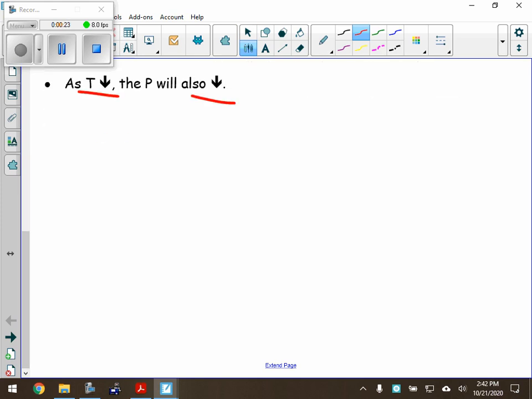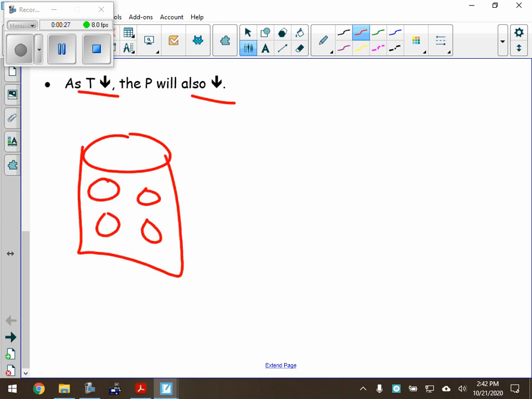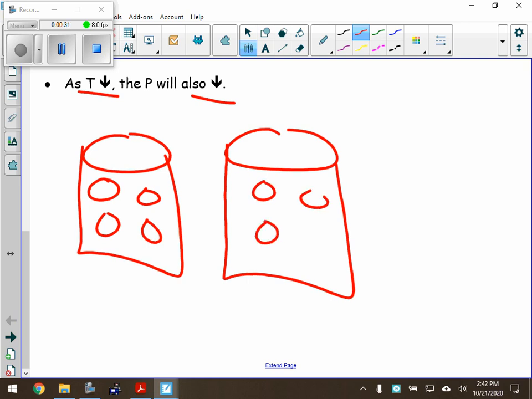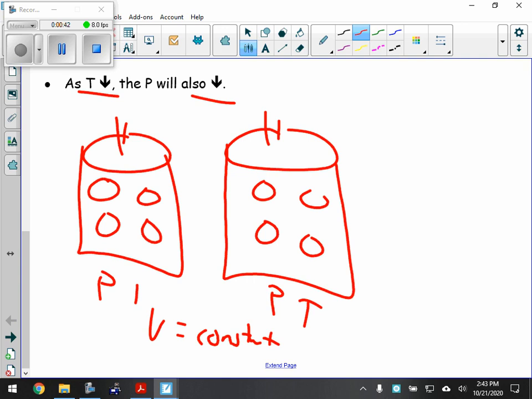This is best illustrated by this. I'm just going to put 4 in here, and again, 4 in here. The volume is the same in this case. Volume constant. And as you can imagine, if the temperature is low, these molecules are moving slowly. And if they're moving slowly, like this, there's probably not going to be very many collisions.